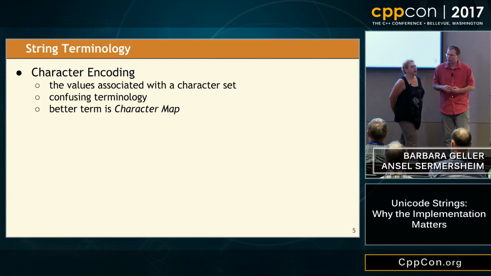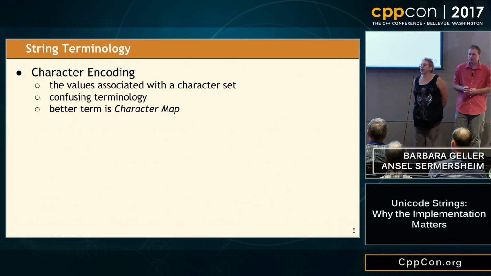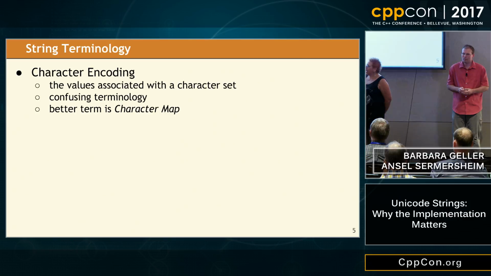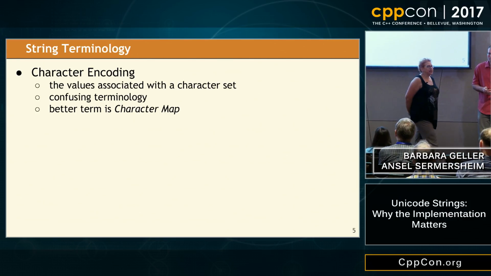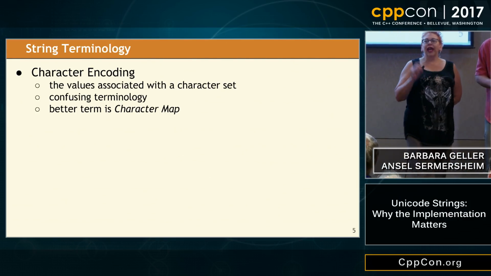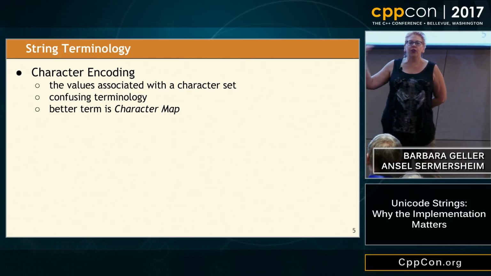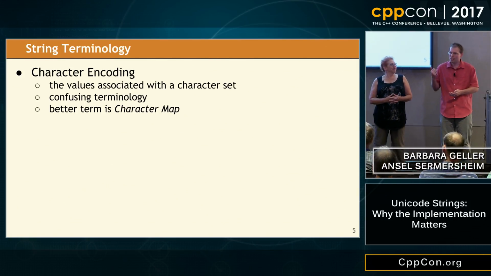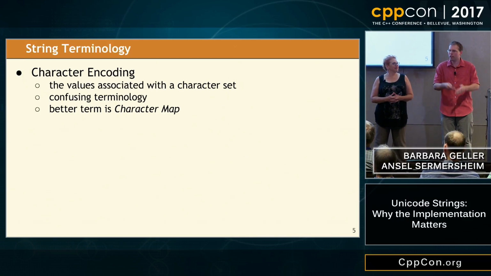A character encoding is the values associated with a character set. Unfortunately, the character encoding has a name which actually doesn't make sense. It should really be called a character map, and that's what we're going to refer to it as. Unfortunately, the Unicode Consortium decided this was called a character encoding, which conflicts with another term we'll define. So refer to this as a character map because it maps symbols to values.